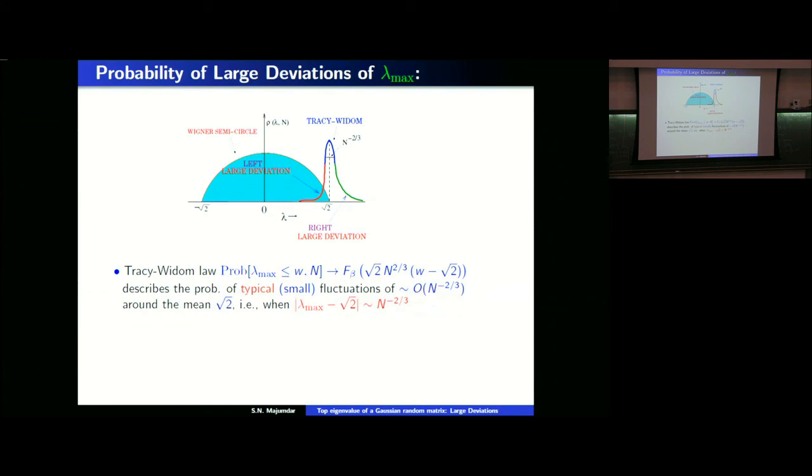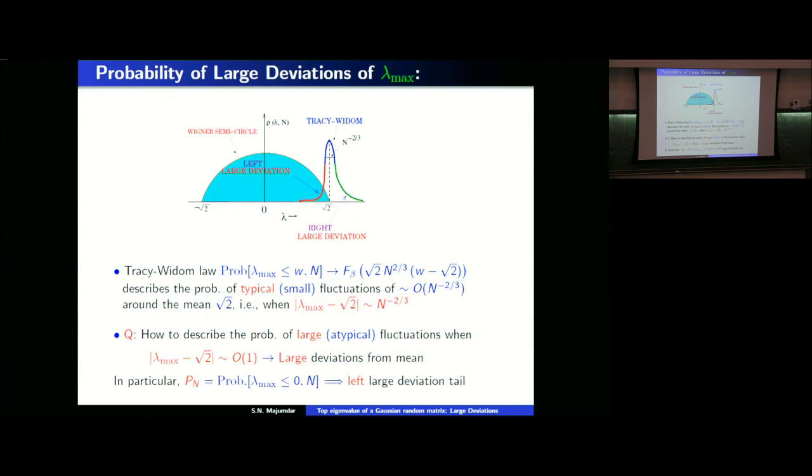Now, why is it important? This is where I want to connect up with the question I asked in the beginning. When I asked the probability that all the eigenvalues are negative, okay? This is the famous random May problem. So this is the probability that the largest eigenvalue is negative, lambda max is less than or equal to 0, right? Now look at this curve here, the distribution of lambda max. Lambda max typical value is √2. So if I want to know what's the probability that lambda max is less than 0, I'm really looking at the extreme left large deviation tail, okay? So to answer this question, you need to study the large deviation tail.